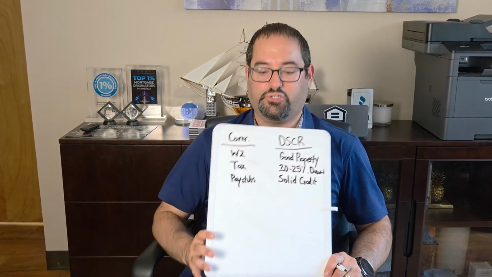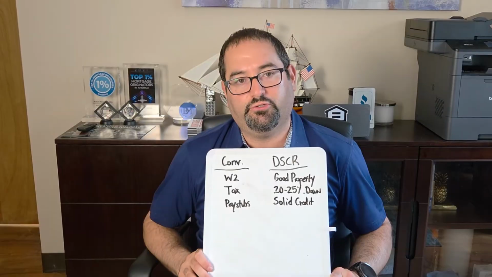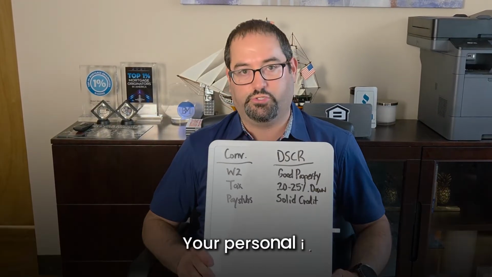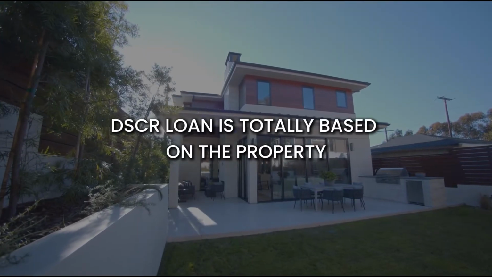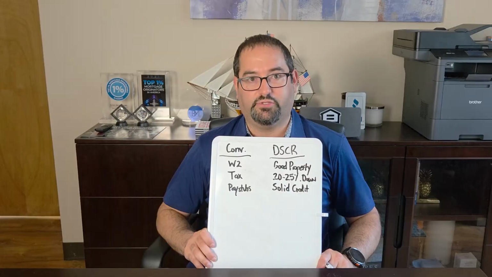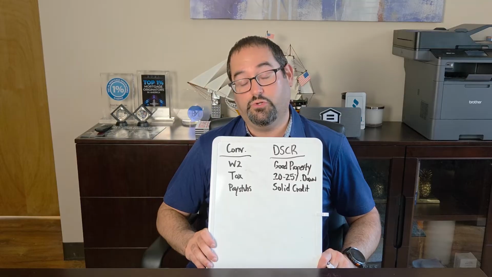But if you compare the two, you're really seeing that the conventional loan is focused on your personal circumstance, your personal income, really. And the DSCR loan is totally based on the property. Okay, so that's the big advantage of using a DSCR over a conventional loan.